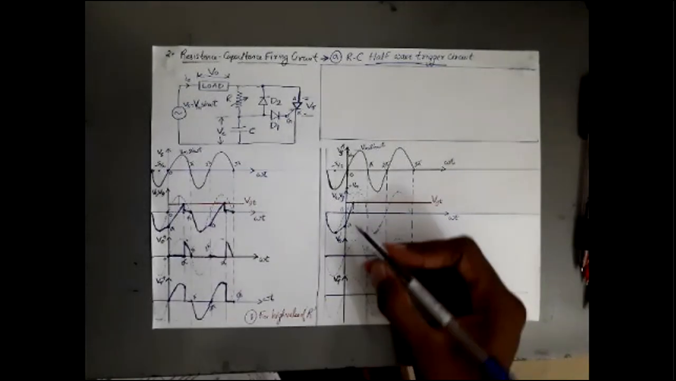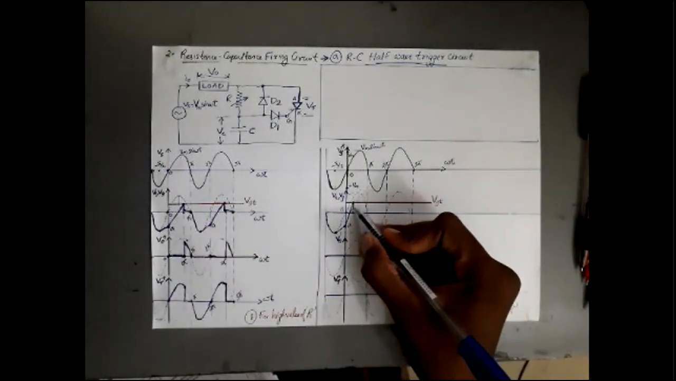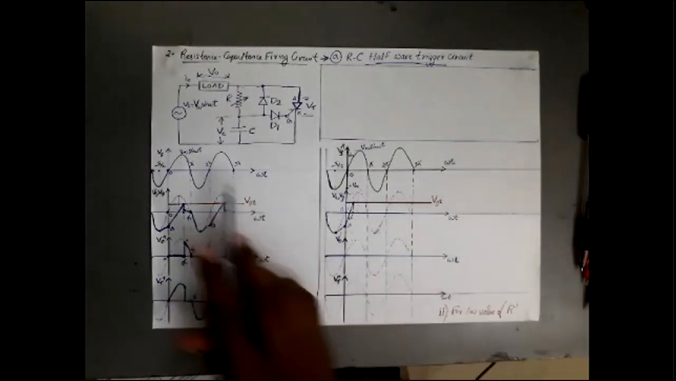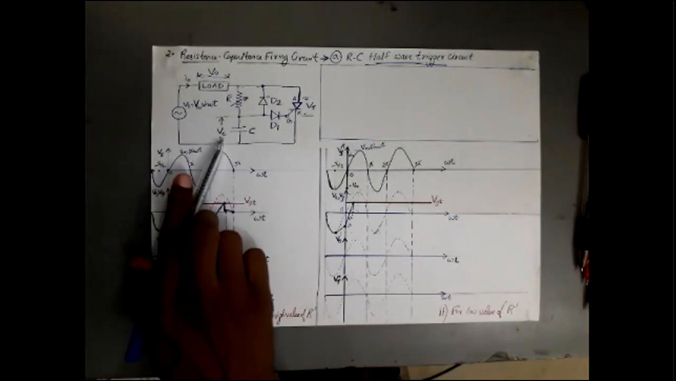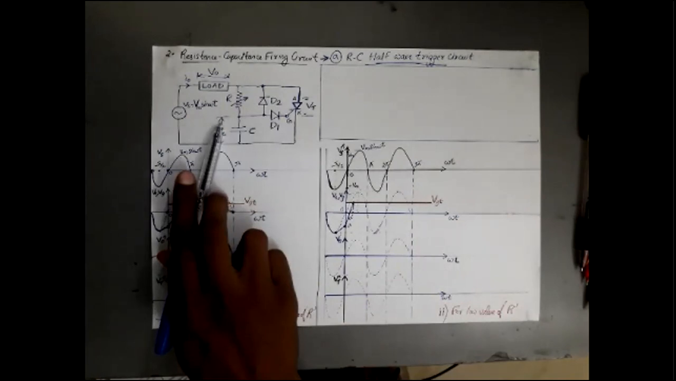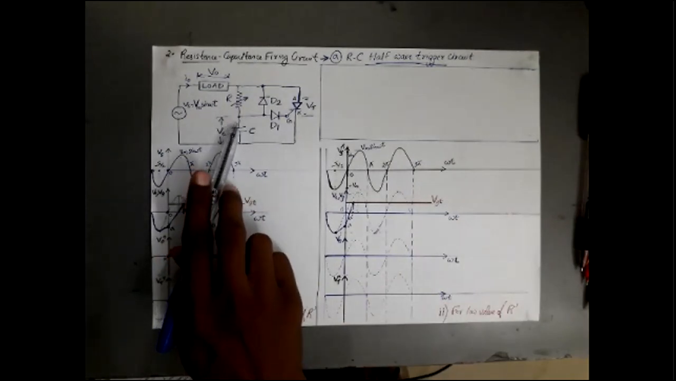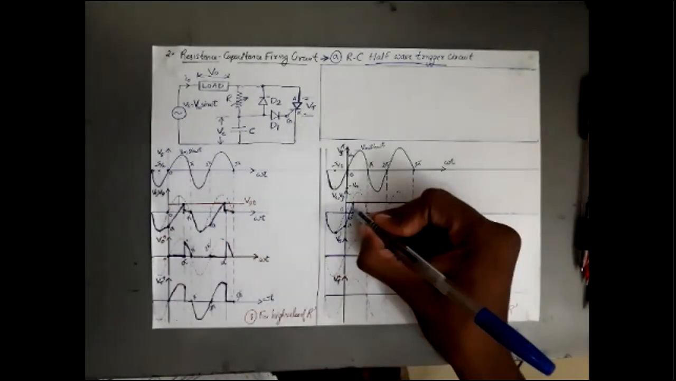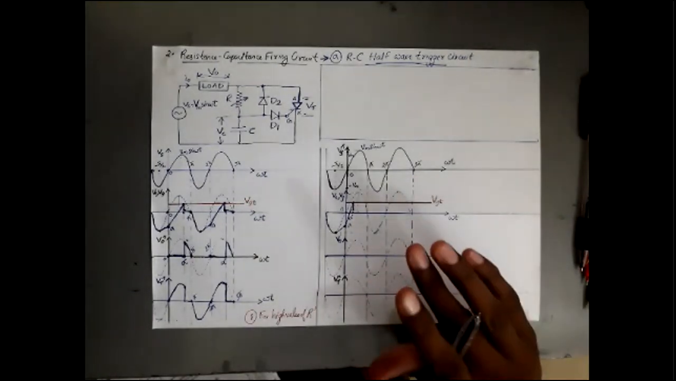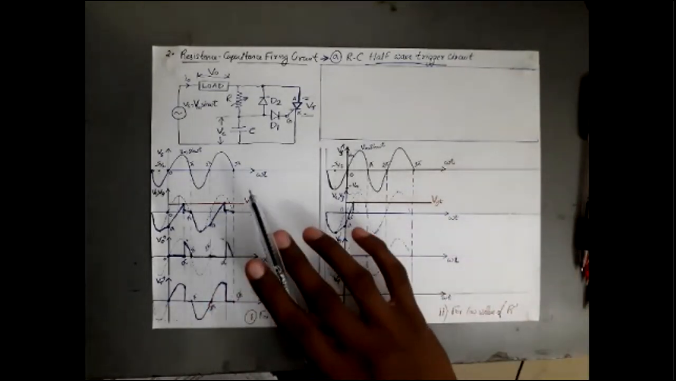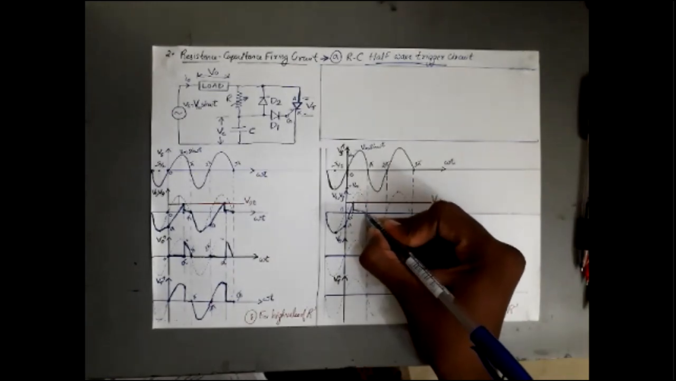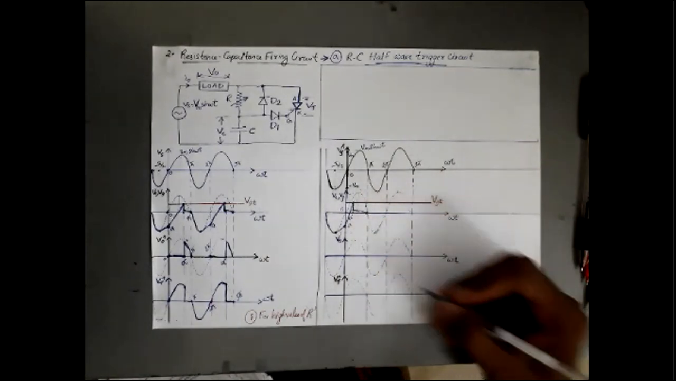So what happens here? My SCR got triggered at this point where alpha is less than 90 degrees. Then suddenly my voltage VC will drop to a very low value. When my SCR got triggered, VC is reduced to near zero, same as in the previous case. Then my SCR is conducting, so no voltage will be appearing across my capacitor. So my capacitor discharges to 0, and at omega t is equal to pi, what happens?